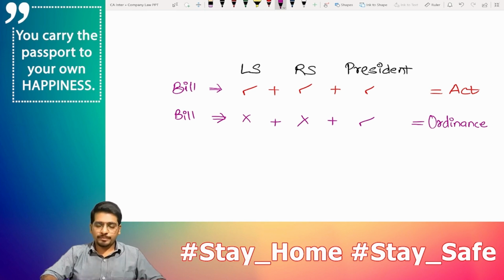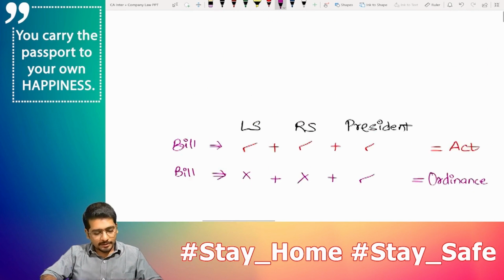An ordinance is then again laid in front of both the houses of parliament, and then it becomes an act. Understood? All right. So this is some very basic stuff that, because you are studying law, you should be aware of. If this is understood, let's come to our Companies Act.